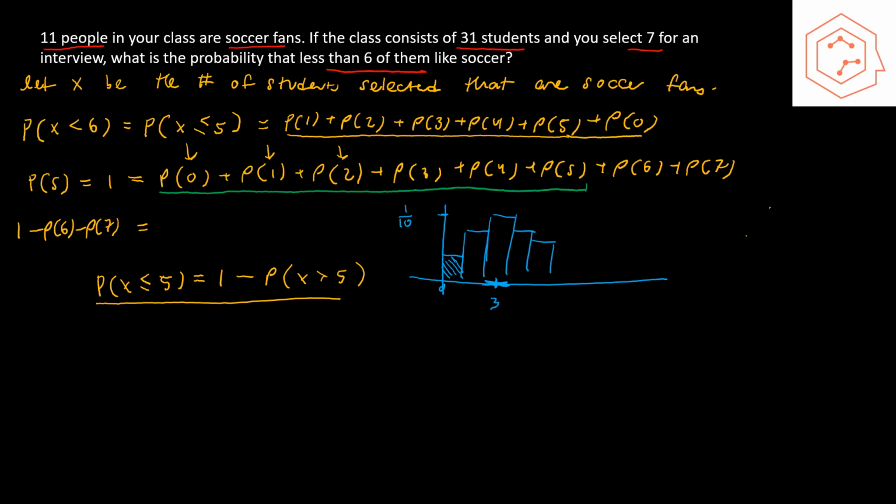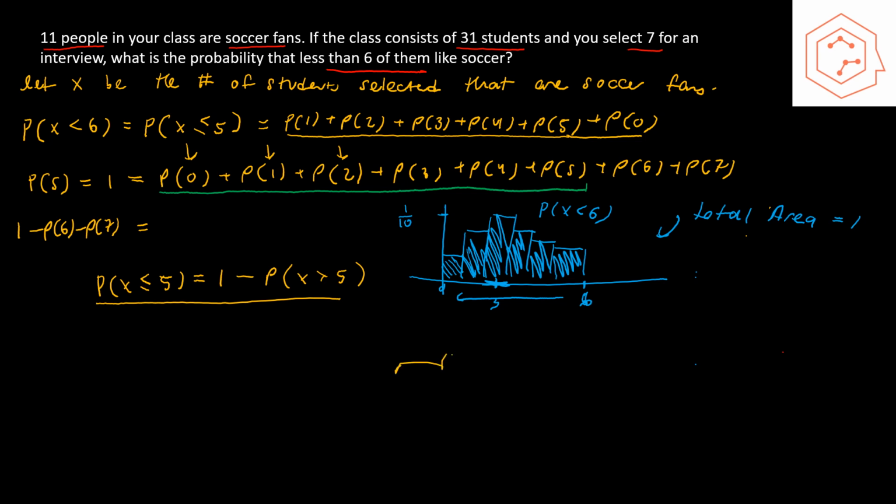So if we continue with these rectangles, we have 1, 2, 3, 4, 5, 6, 7, 8 total rectangles. Let's suppose this is our number 6. Then the area of all these rectangles is essentially the probability of all the outcomes, and so the total area is equal to 1. And so if we want to find the probability in blue, then all we have to do is take 1 and subtract the probability in red. Once we get rid of that, we're left with what is in blue, which is what we're after: the probability that x is less than 6. So 6 is over here, probability that x is less than 6.